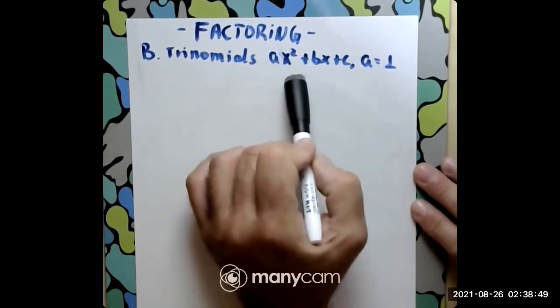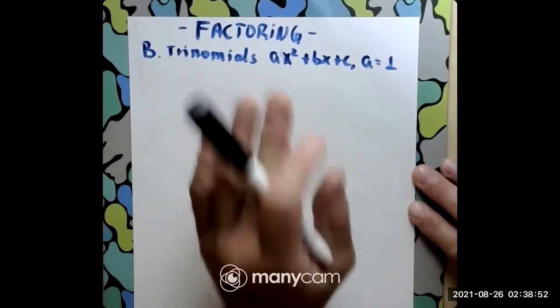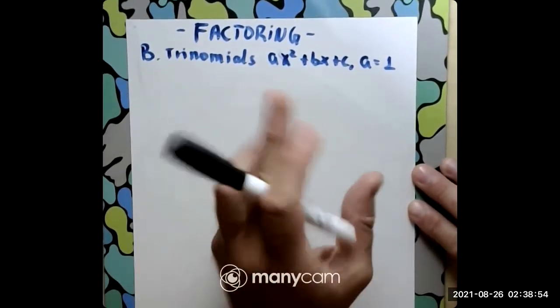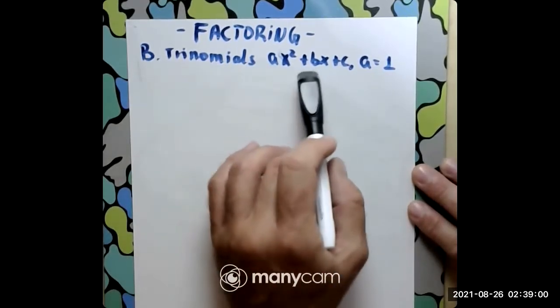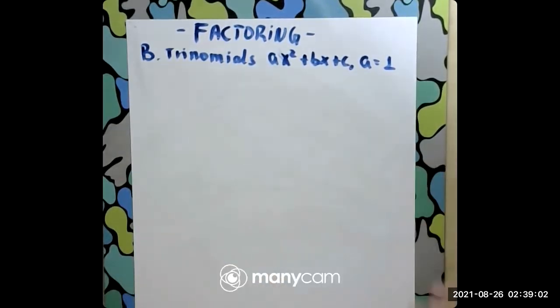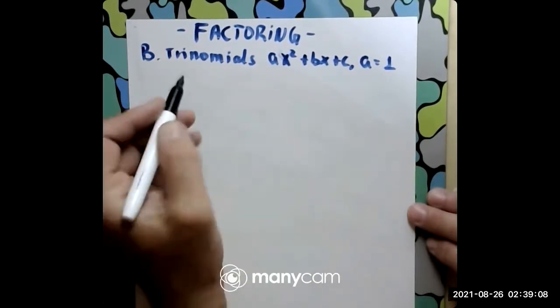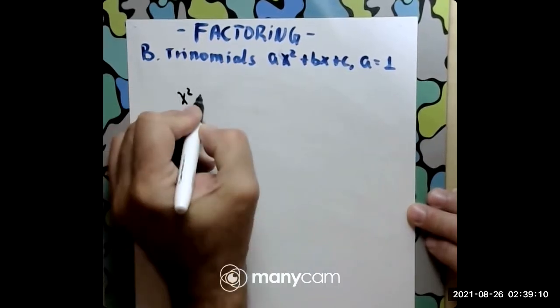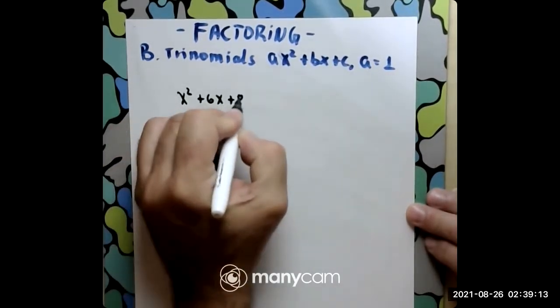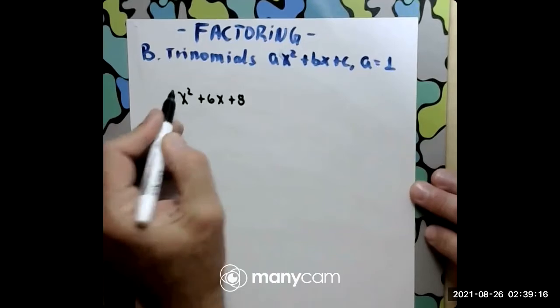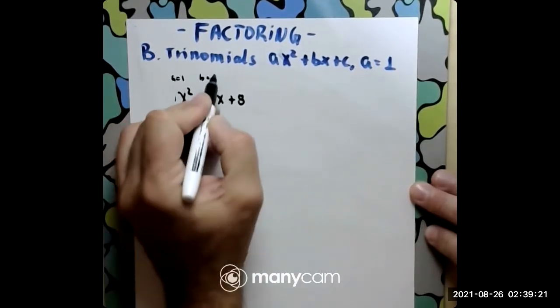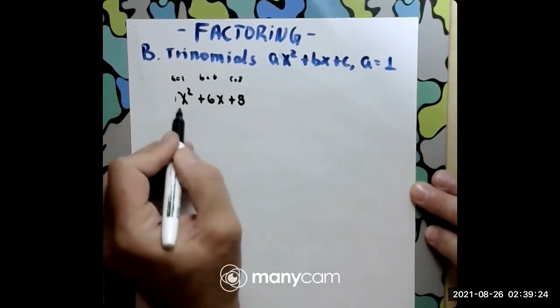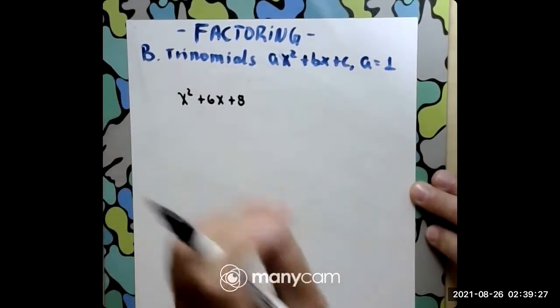I'm going to assume that, actually, the first thing we need to do is always attempt to factor the greatest common factor. So let's assume there is no other greatest common factor. So let's proceed to factor this trinomial. I always use a very boring example to make a point. So let's see if I have x squared plus 6x plus 8. Notice that a here is 1, B is 6, C is 8. Those are my ABCs. Always identify those.